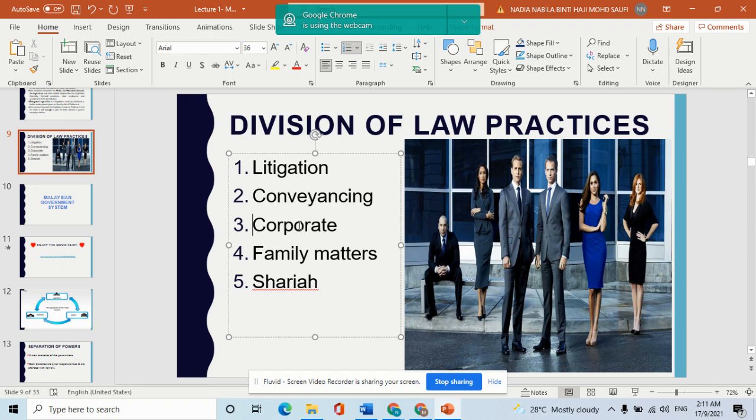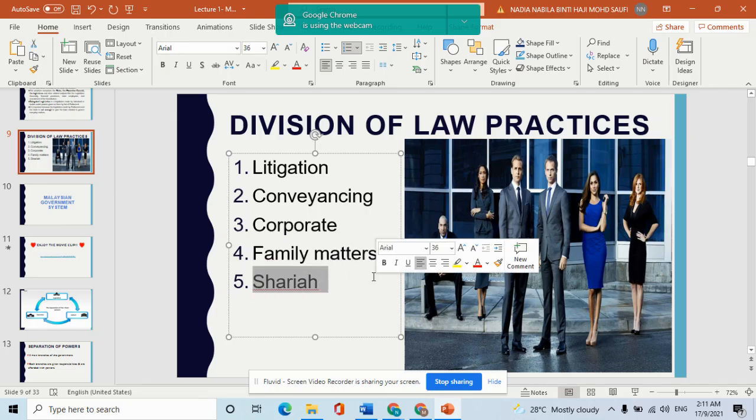Corporate here means anything which governs the corporate law, may it be company law, commercial law, corporate law, partnership law. All those laws are governed under here. Corporate practices, all the businesses, everything in here. Family matters includes all the marriage, adoption, and everything for non-Muslim. And Sharia here includes everything under the Islamic law.